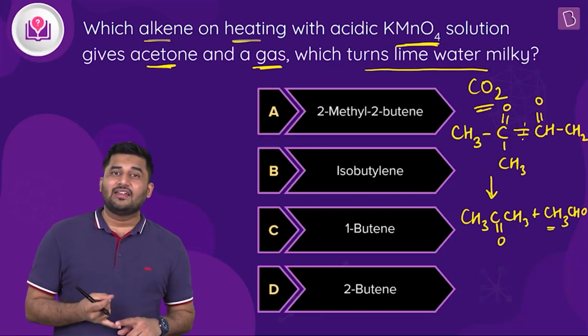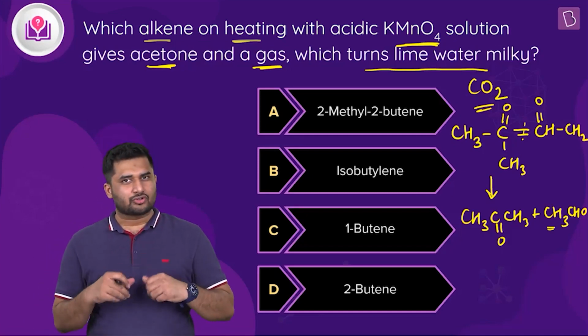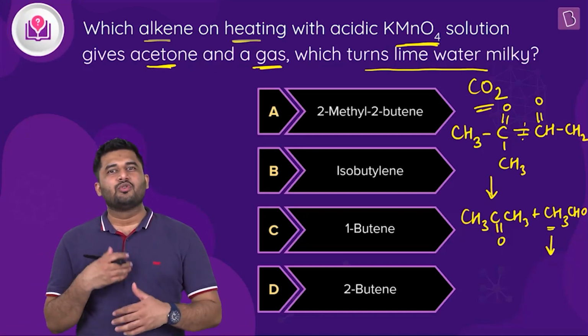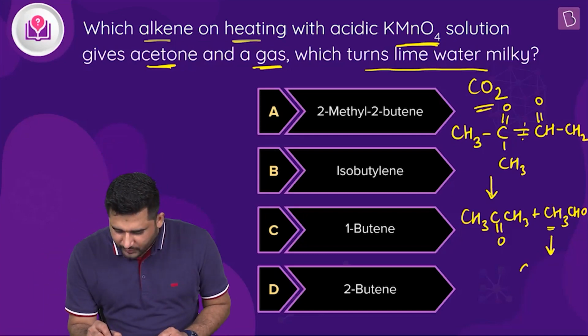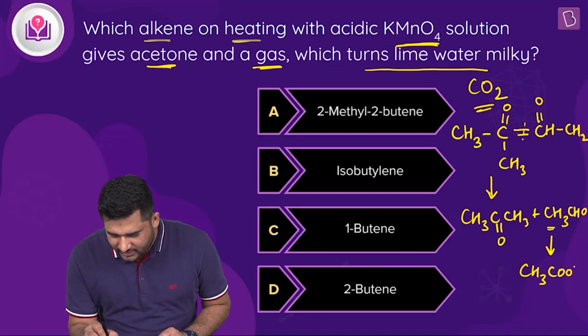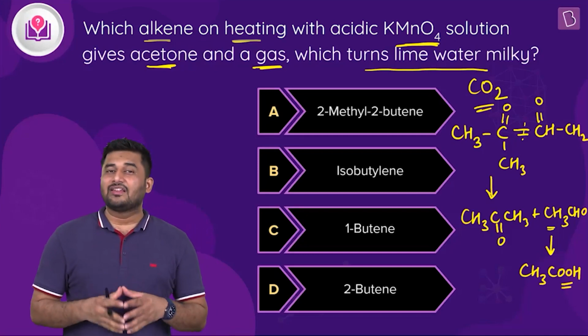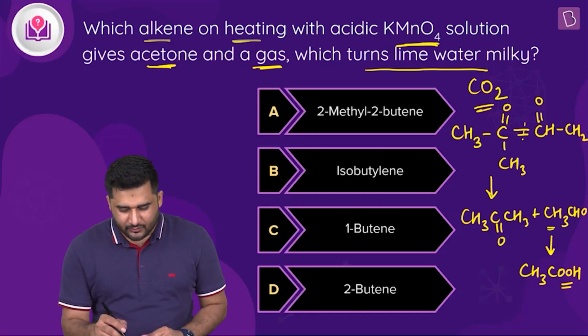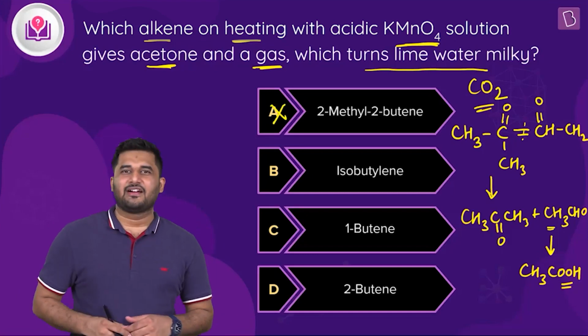But since it is acidic KMnO4, it is a very strong oxidizing agent, and it will further oxidize the aldehyde to give you carboxylic acid. So what you will get here is CH3COOH, that is acetic acid. So now in this particular case, the products are acetone and acetic acid. Clear? Which means this obviously cannot be the right answer.